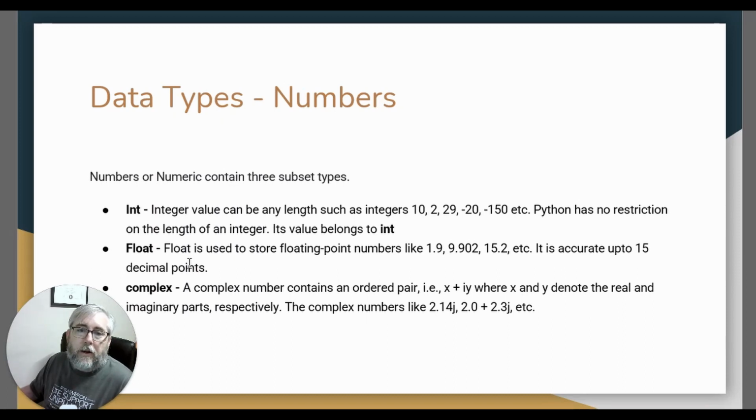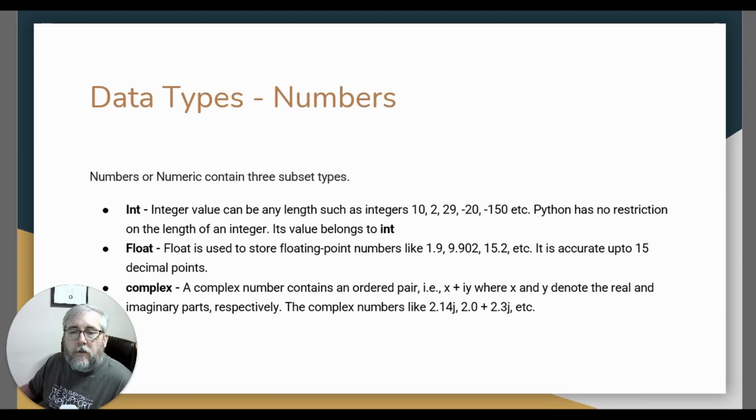A float, on the other hand, has decimal points, and it can be up to 15 decimal points for accuracy. You will see this used a lot of times if you're going to do a little more mathematics where you want something a little bit more refined as opposed to just a whole number. Complex numbers contain ordered pairs like 2.14j, and it denotes the real and imaginary parts respectively. And this is typically for your higher mathematics.